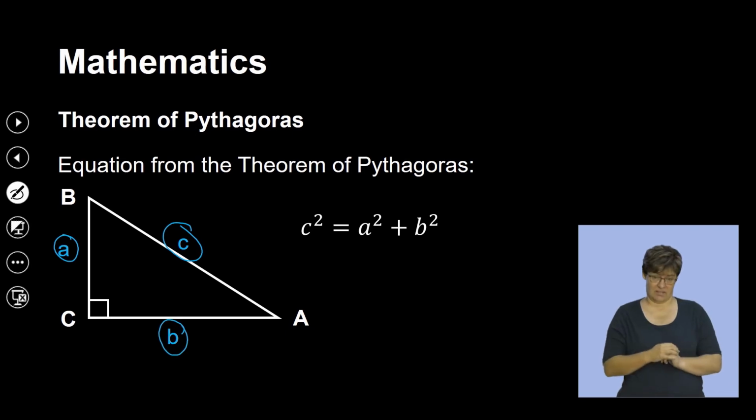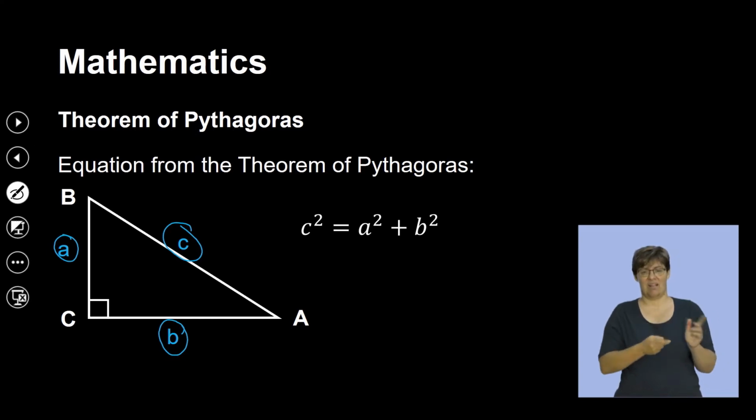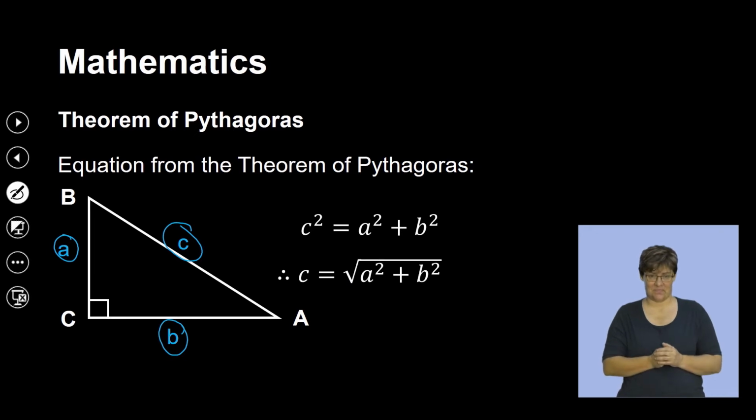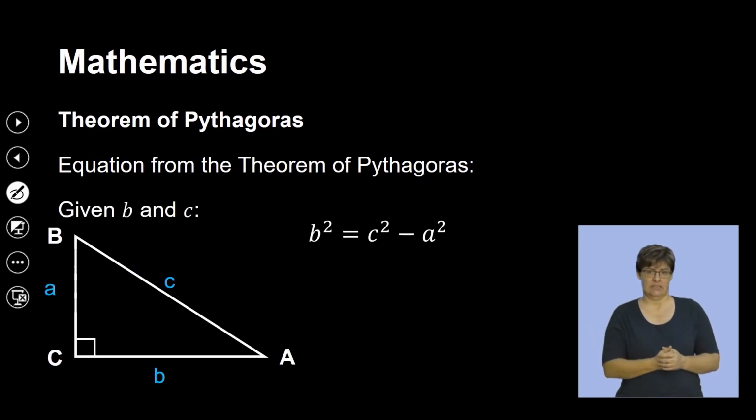One thing I would like to mention here is that the a, the b, and the c, the small letters, come from labeling the sides based on the opposite vertex to that particular side. So just quickly remember that as well. Now, if we are trying to find c, we will need to find the square root of what is on the right-hand side.